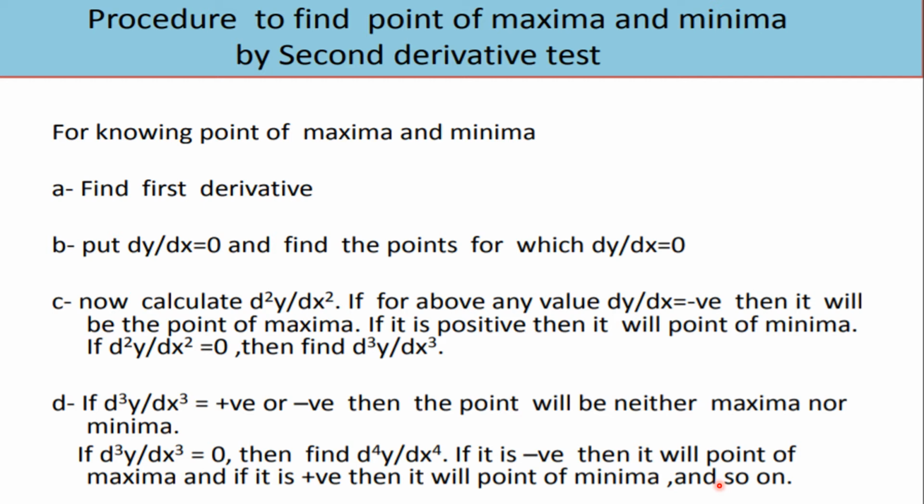But in our course of study, we stop at this step only, the d square y by dx square step. After that we automatically get either a point of maximum or a point of minimum. No need to go further. We don't find d cube y by dx cube or d power 4 y by dx to the power of 4. Okay, my children, understood? Right.